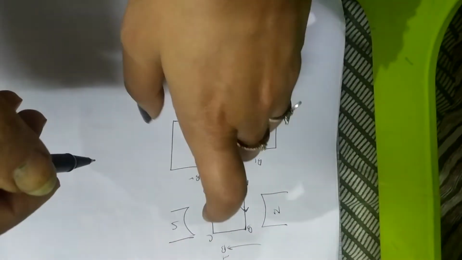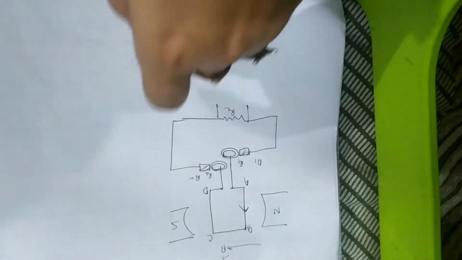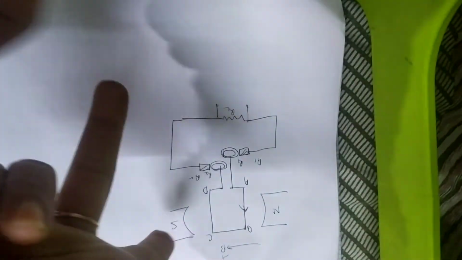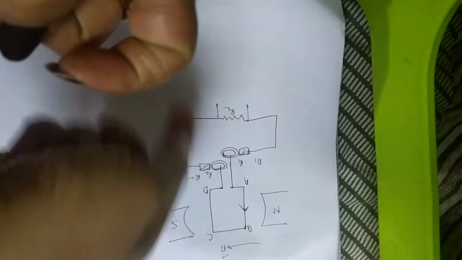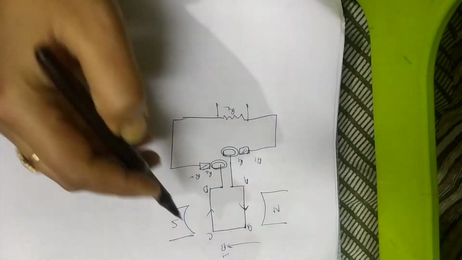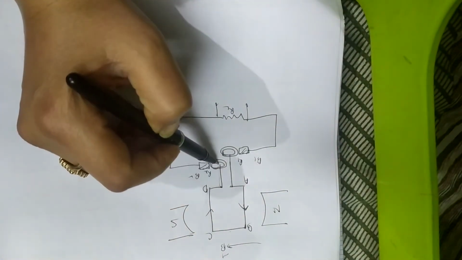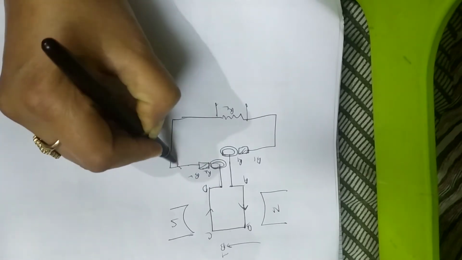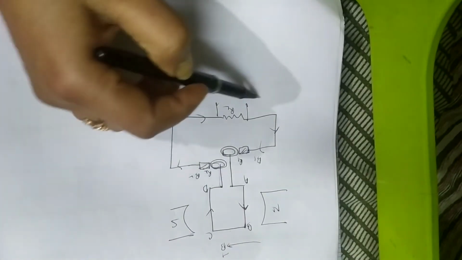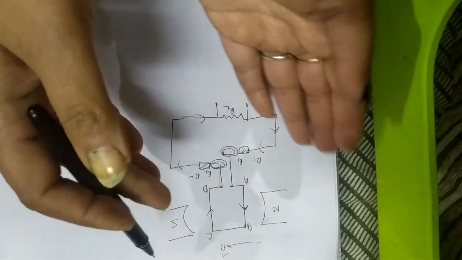Similarly, when this part is moving into the paper, you apply Fleming's right hand rule again. The magnetic field is in this direction, so the middle finger is pointing in the downward direction. So in arm CD the current is in this direction. In the outer circuit, the current moves from B2 to B1, and the coil will rotate.